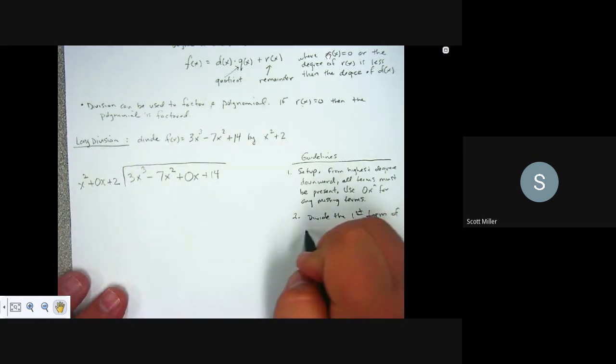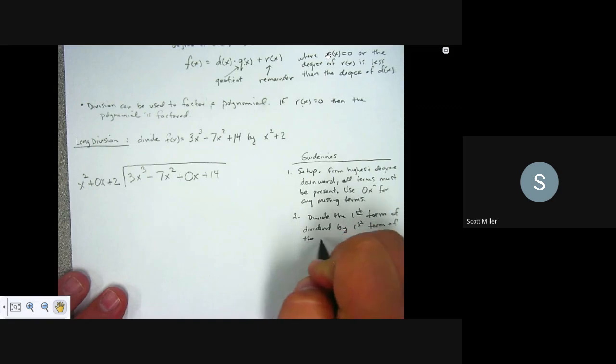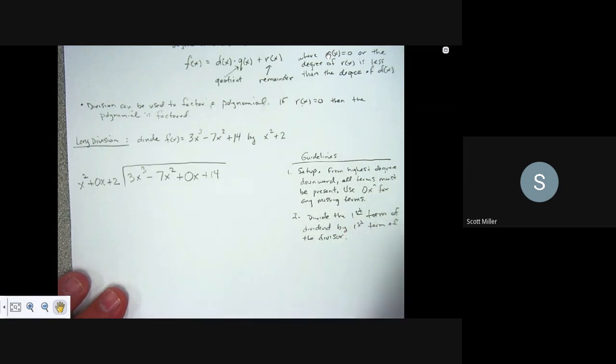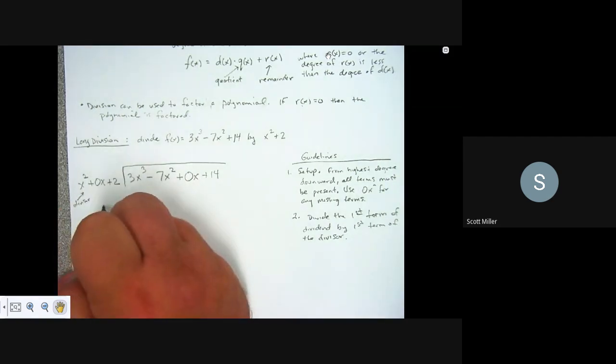So the first term of the dividend by the first term of the divisor. So this is the divisor, and this over here is the dividend.